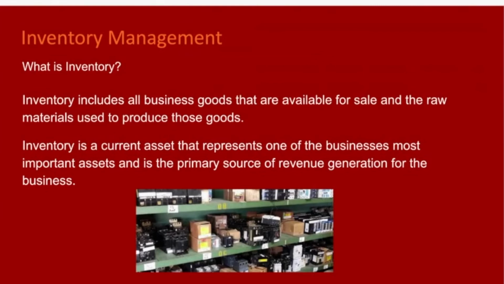So inventory really includes business goods that are available for sale and the raw materials used to produce these goods. So you can think of raw material inventory or you can think of finished goods inventory. The inventory current asset represents one of the business's most important assets and it's the primary source of revenue, so it's very important.